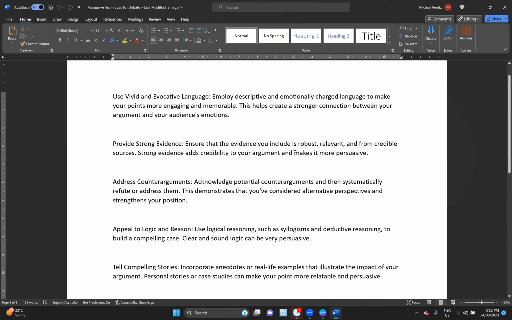The second one is actually part of the TEAL structure, but it's provide strong evidence. So ensure that the evidence you include is robust, so it includes all the necessary details that you need. It's relevant, so it's on point for the argument you're trying to prove. And again, it comes from a credible source. So again, it comes from scientists at NASA versus my mate John, who lives down the street.